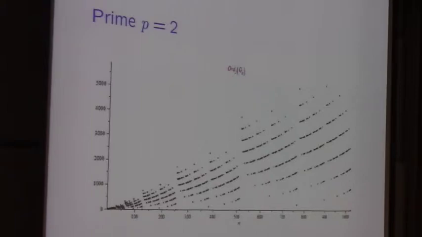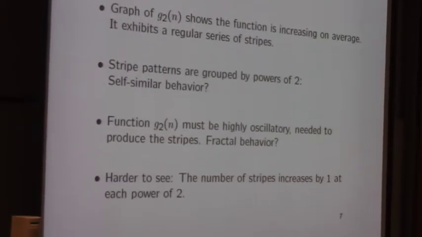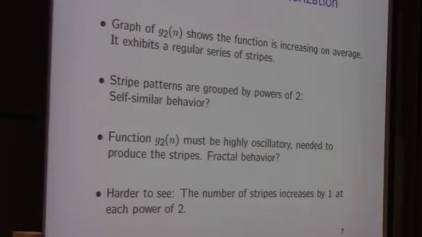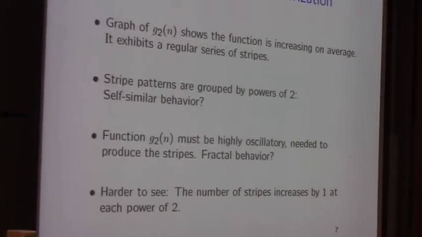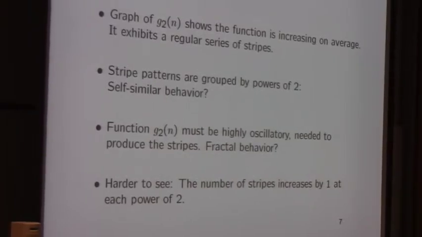So how can these stripe patterns be produced? The oscillations have to go up and down wildly in order to fill in all of these stripes, because they're being produced in a continuous way. Also, here are comments on that graph. The function is somehow increasing in some average size, and it has this regular series of stripes. The stripes are grouped by powers of 2. Maybe there's a self-similar behavior in there. The function has to be oscillatory to produce those stripes, and it's a little harder to see in the plot, but the number of stripes increases by 1 at each power of 2.